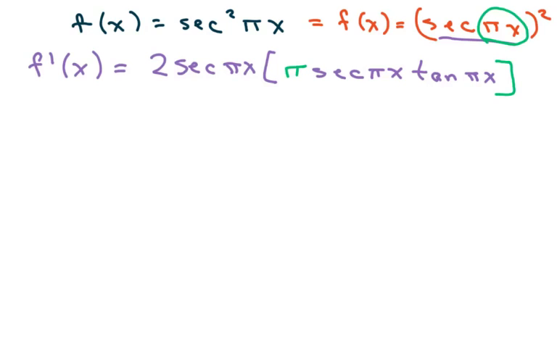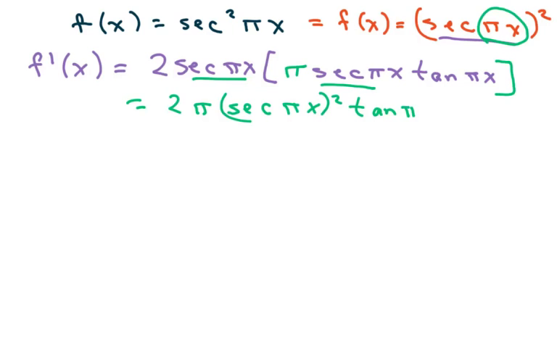Okay, when you clean all this up, we got 2 of these. So I'm just going to write 2 pi secant squared, which I'm going to just write it this way, and then tan of pi times x. Alright, now we take the second derivative, and that's the part that's a little lengthy.